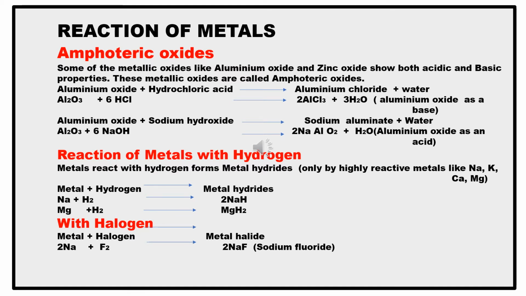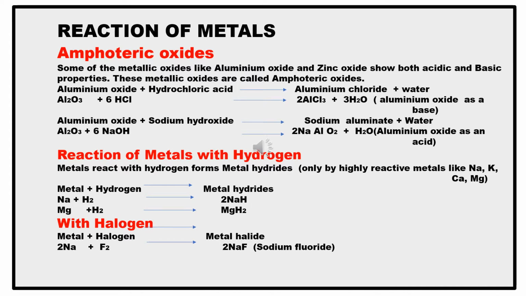Children, you already know that metals combined with oxygen form metallic oxides. So today we are going to start our session with a type of oxide that has some special properties, and they are known as amphoteric oxides. So what are they? Amphoteric oxides.